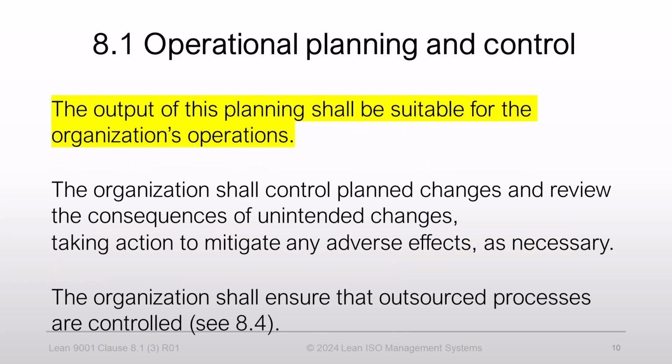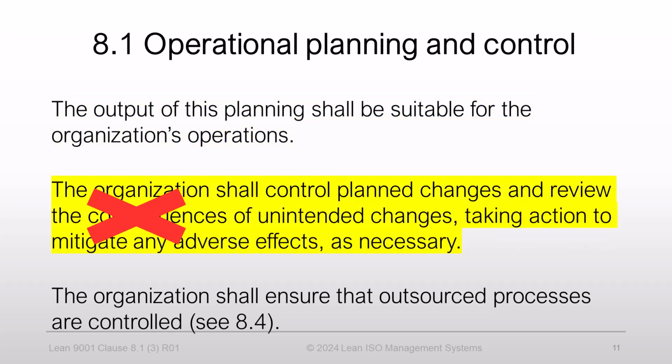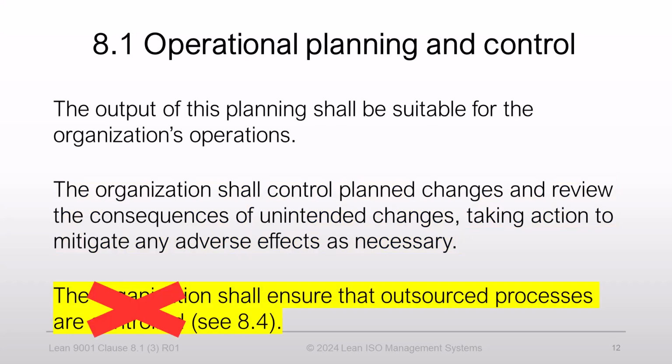The requirement to define the output of this planning, to be suitable for the organization's operations, is obvious, but let's leave it. The organization shall control plan changes and review the consequences of unintended changes, taking action to mitigate any adverse effects as necessary. This requirement was addressed in element 6, risks and opportunities, so we will consider it done. The last requirement states that the organization shall control outsourced processes, see 8.4. We will discuss this topic in the following videos.